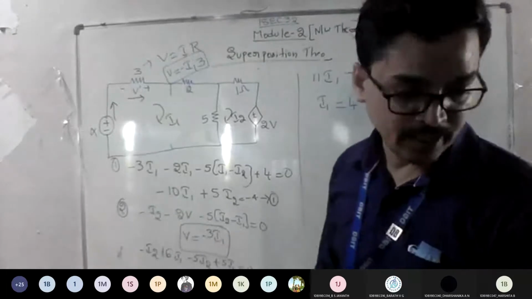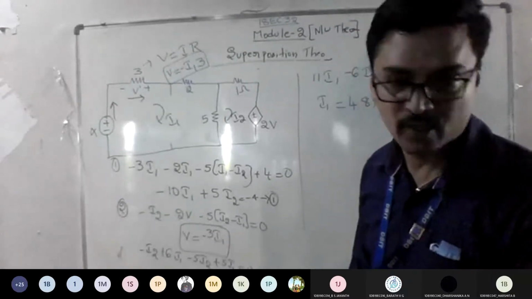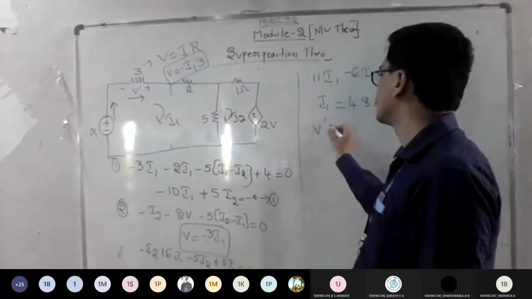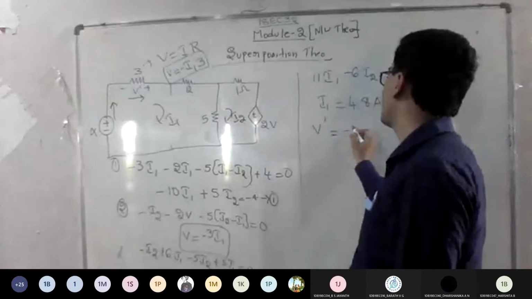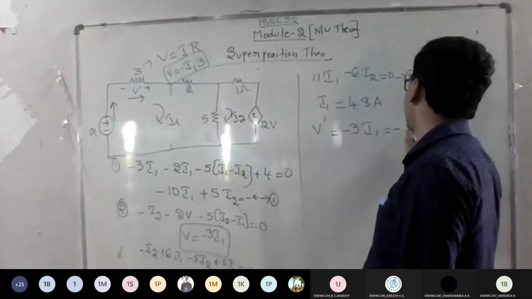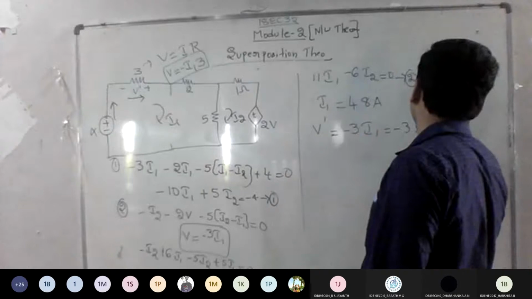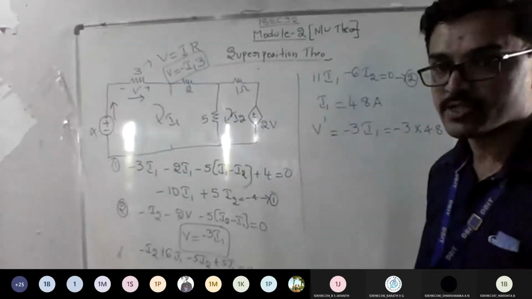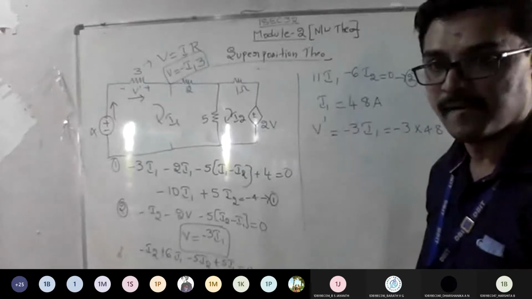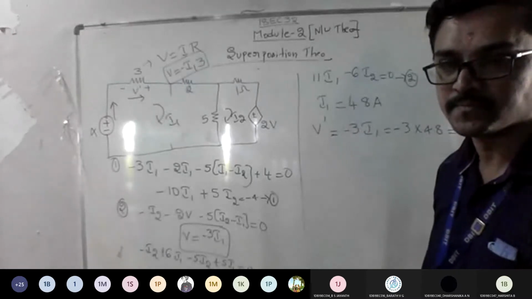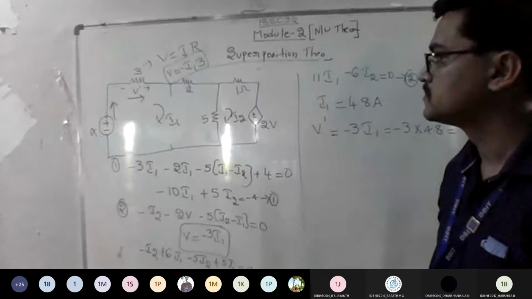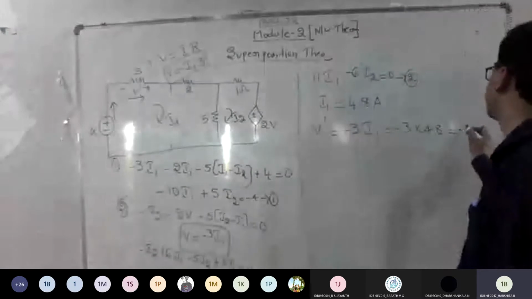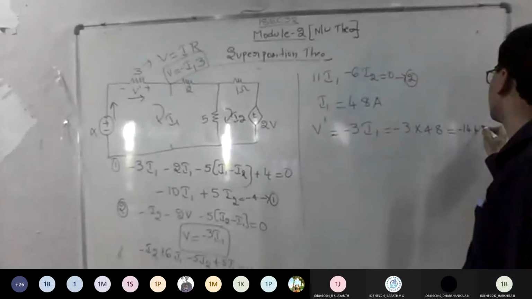So after finding current, what is the ultimate goal? I need to find the voltage across 3 ohm. It means I should find V dash. The formula for V dash says minus 3 times I1. So it's minus 3 into 4.8. How much is V dash? Minus 14.4, sir, with the minus symbol. So minus 14.4 volt.